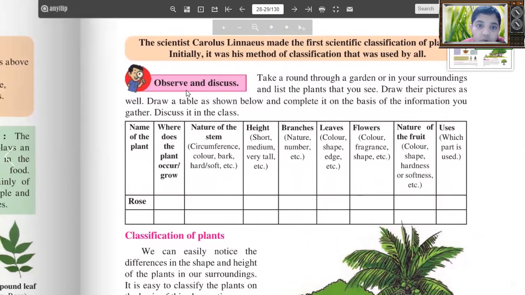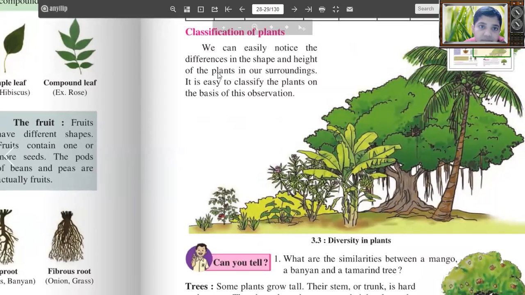Observe and discuss. Take a round through a garden in your surroundings and list the plants that you see. Draw their pictures as well. Draw a label as shown below and complete it on the basis of the information gathered. Discuss it in the class.